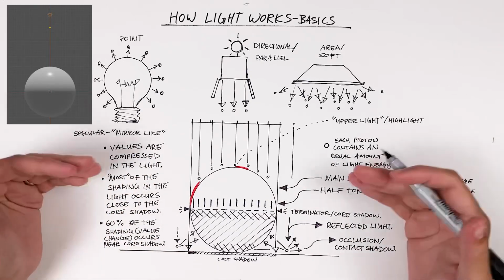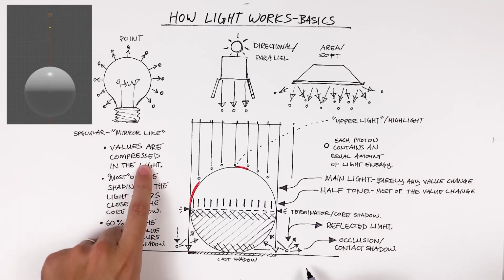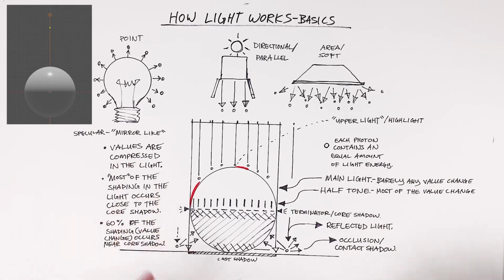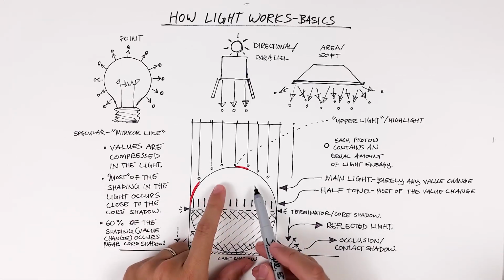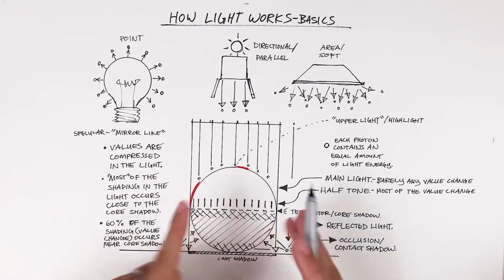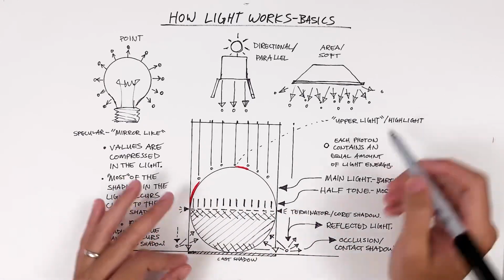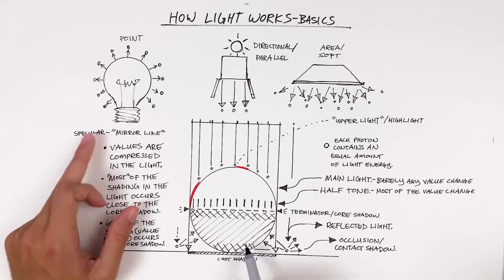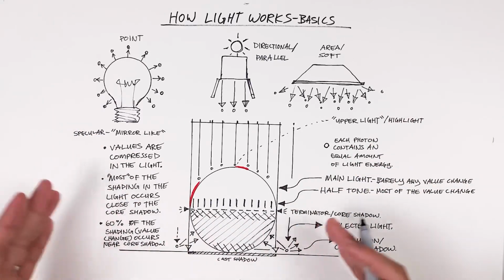They get blended a lot because, as we know, values are very compressed in the light. So it usually ruins a drawing to show enough value in the light to differentiate the extremely subtle value change between the upper light and the true specular reflection. So generally, they get blended together, but they are indeed separate.